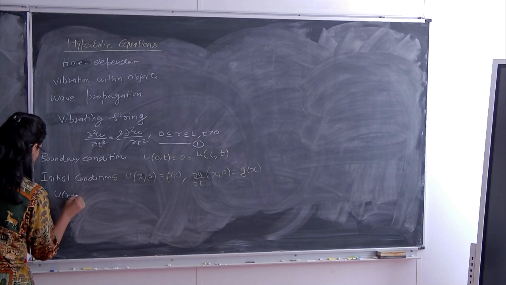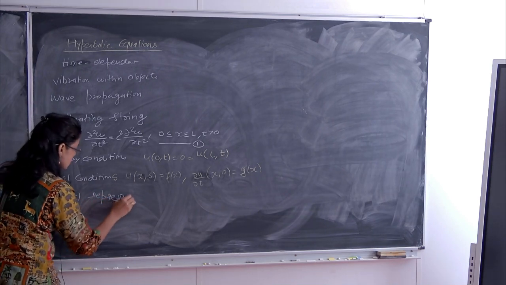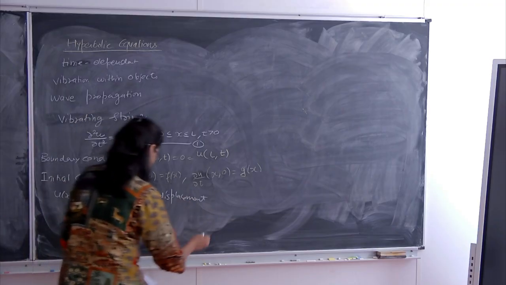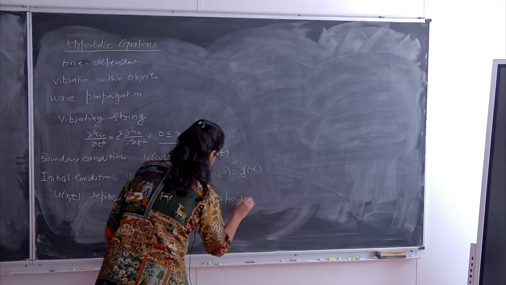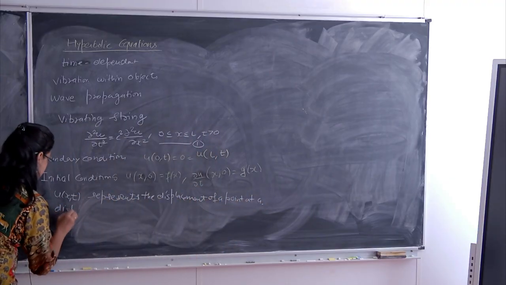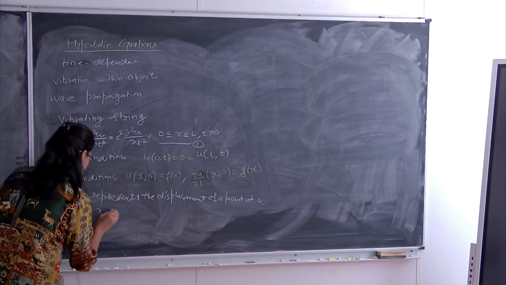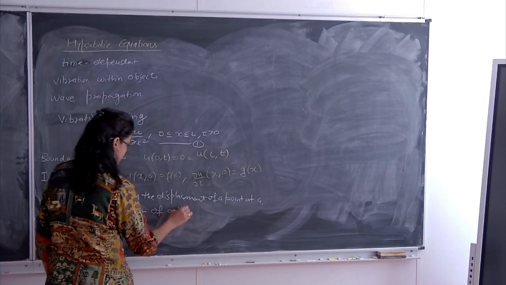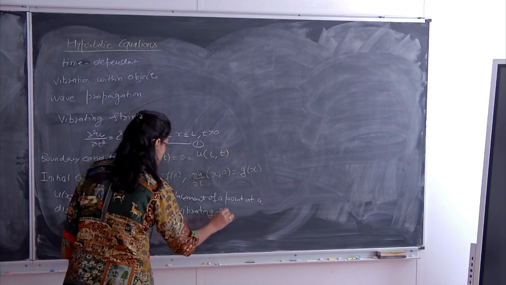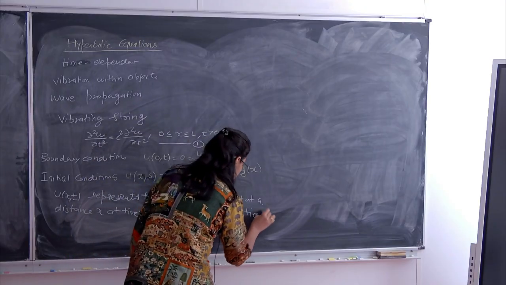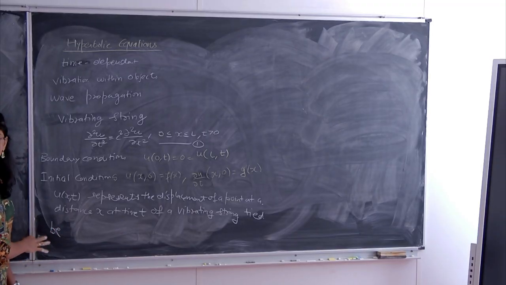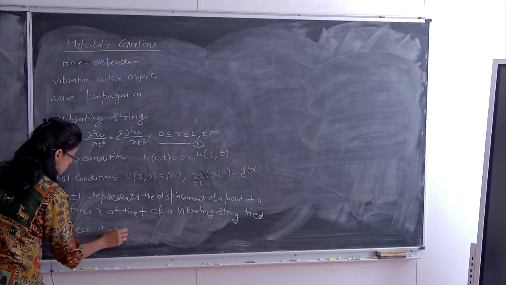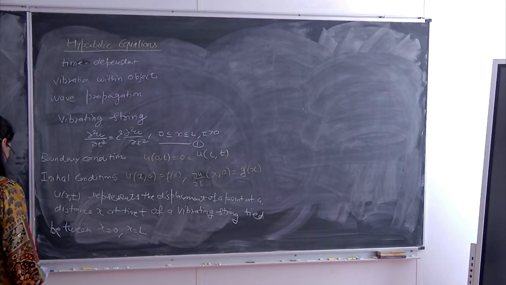What is u(x,t) here? u(x,t) represents the displacement of a point at a distance x, and at time t, of a vibrating string, which is tied between the points x equal to 0 and x equal to L.